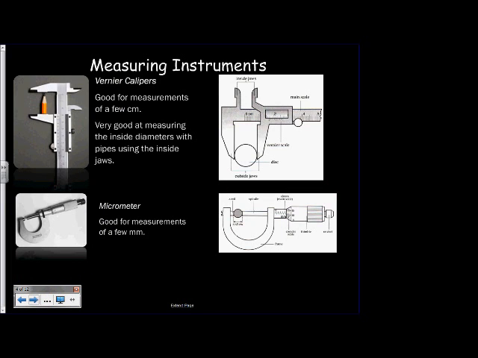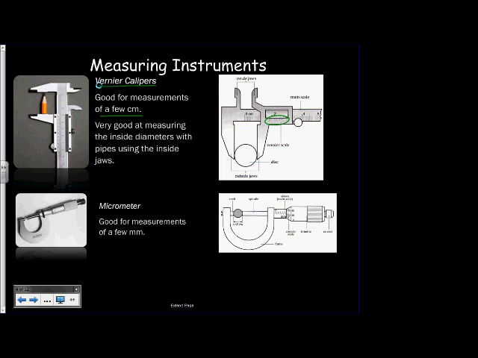Okay, two more precise measuring instruments. One of them is known as vernier calipers. Now, the word vernier refers to this scale here, which is known as a vernier scale, and it allows us to make a more precise reading. So vernier calipers are good for measurements at least of a few centimeters. You could go a bit more than that. You probably could go up to maybe about 10 centimeters.